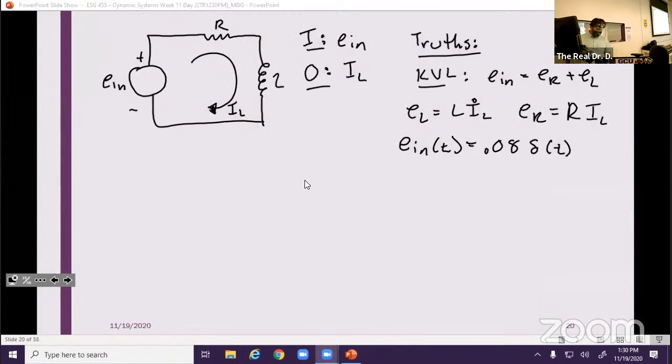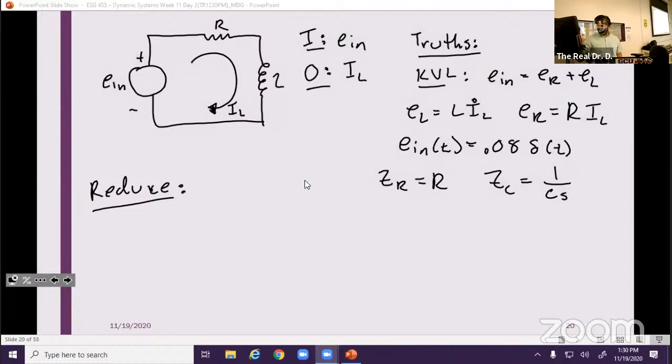Excellent. So we can run through this. I do it this way. For later, we're going to want Z_R is equal to R and Z_C is equal to 1 over CS. When we do this, we create the model using impedance. I'm going to reduce this equation. We will get E in is equal to L I dot L plus R I sub L.